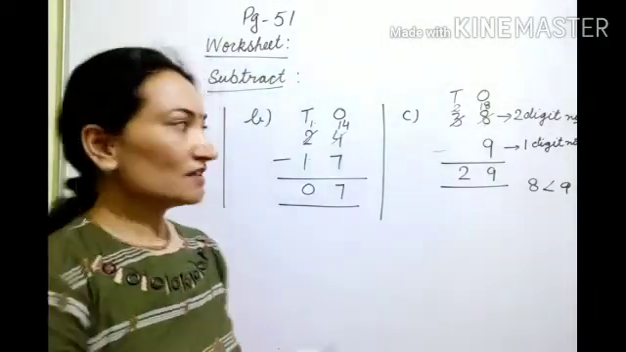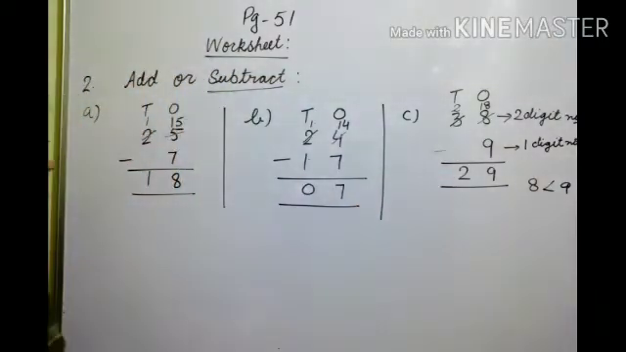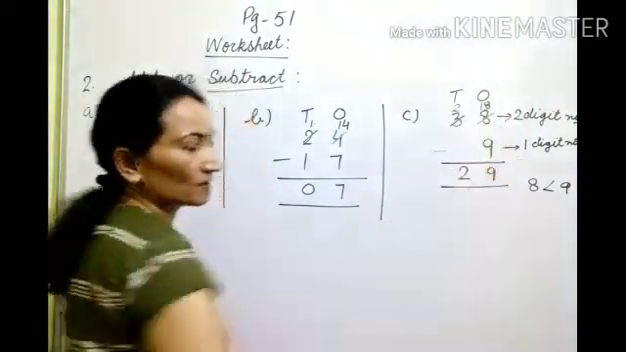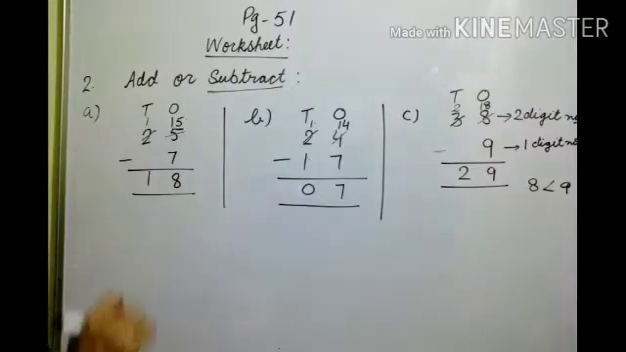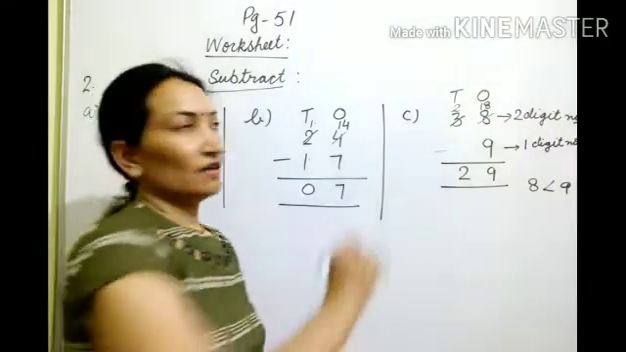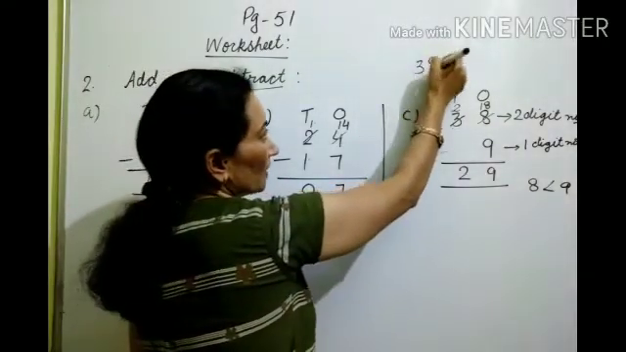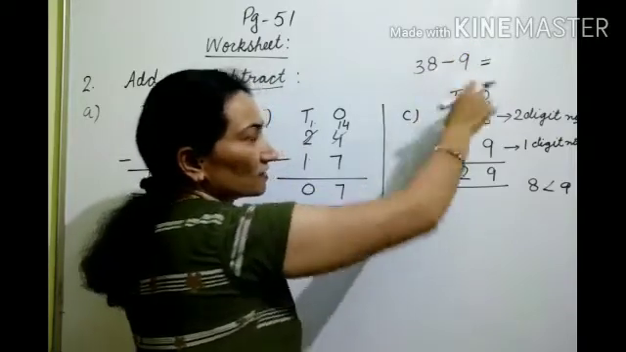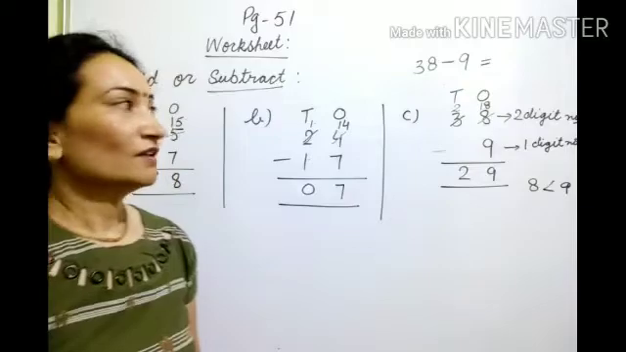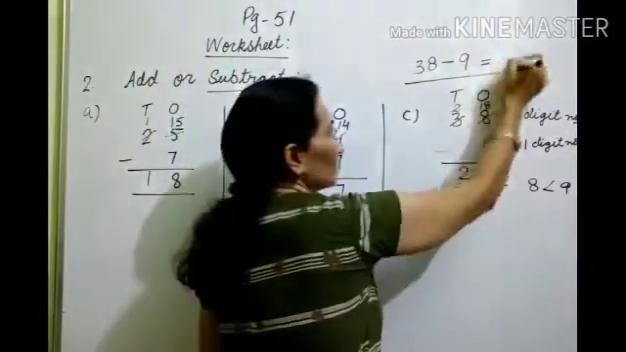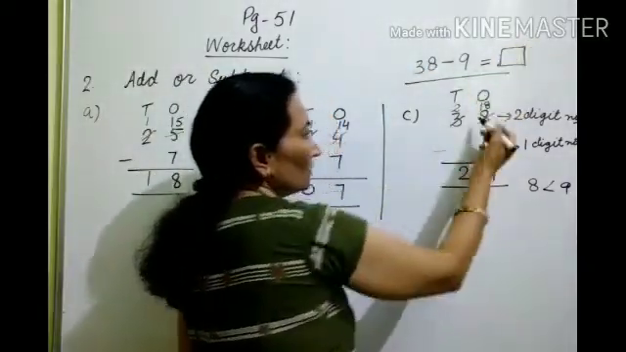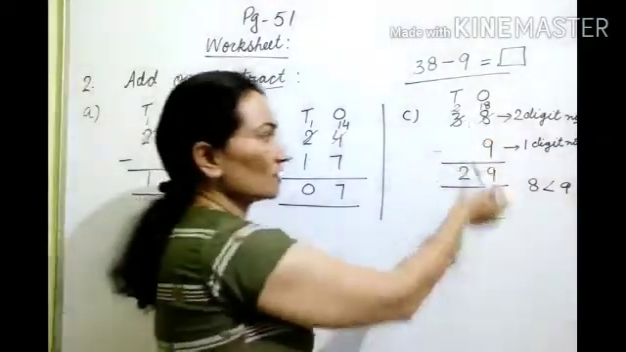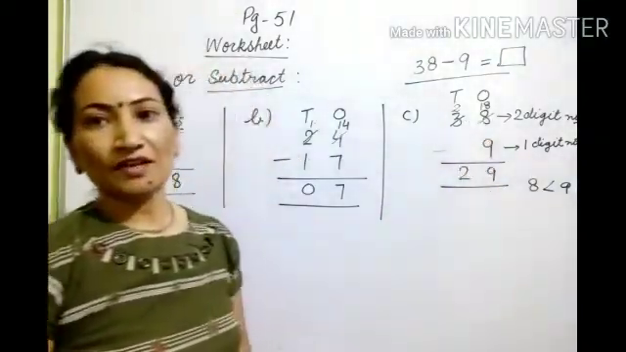Clear? In this way we do subtraction when a two-digit number and a one-digit number are given. Here the arrangement is already given. If we are not given the arrangement, and if we are given like this, 38 minus 9, this is horizontal. If we are given such a question, then we will arrange vertically, means we will write in columns, and then we will subtract.